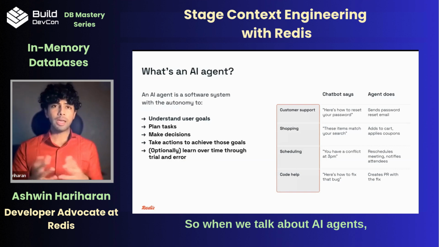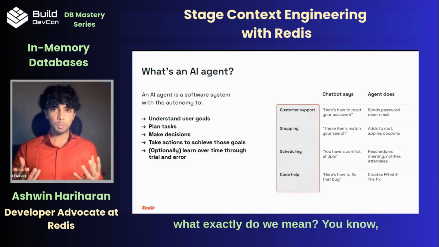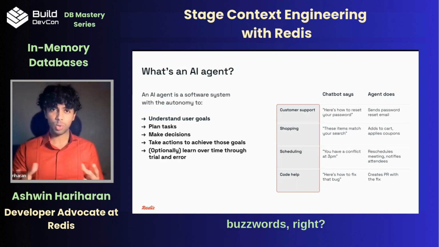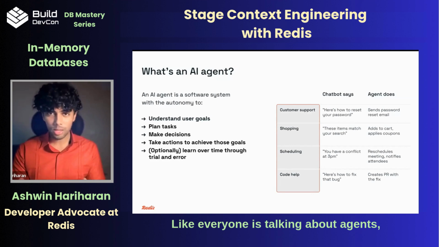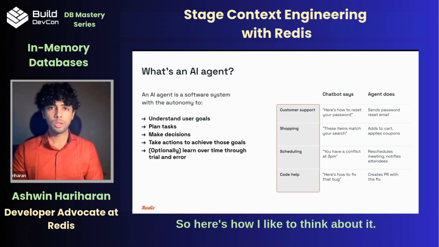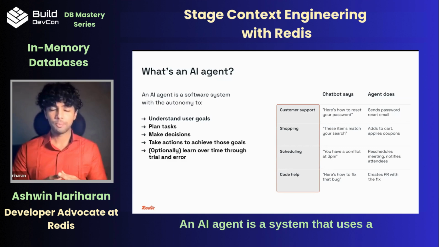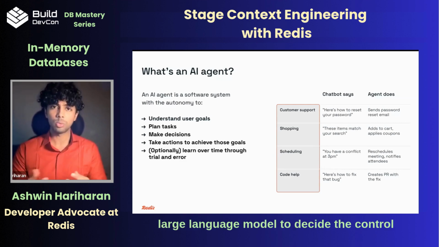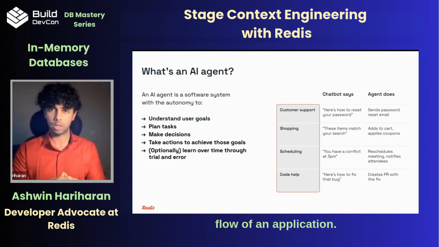So when we talk about AI agents, what exactly do we mean? It felt to me like the ultimate in buzzwords, right? Everyone is talking about agents, but if you quiz them, everyone seems to hold a different mental model. Okay. So here's how I like to think about it. An AI agent is a system that uses a large language model to decide the control flow of an application.